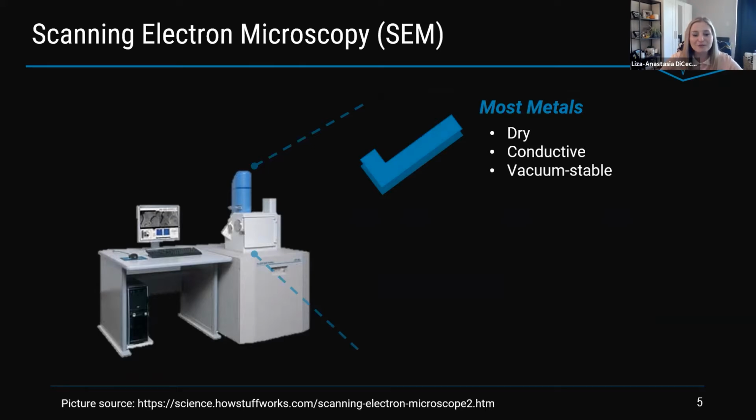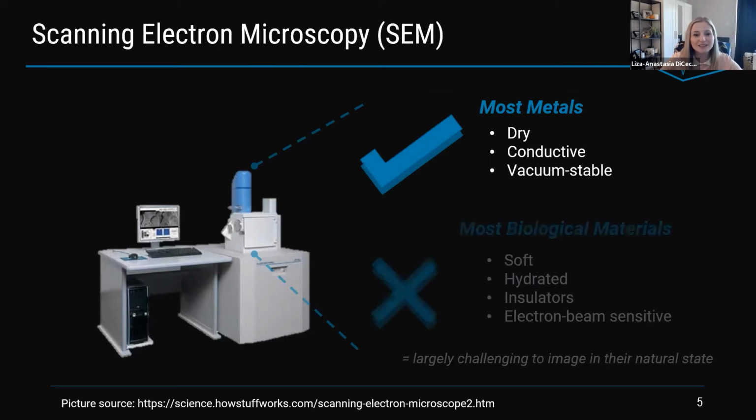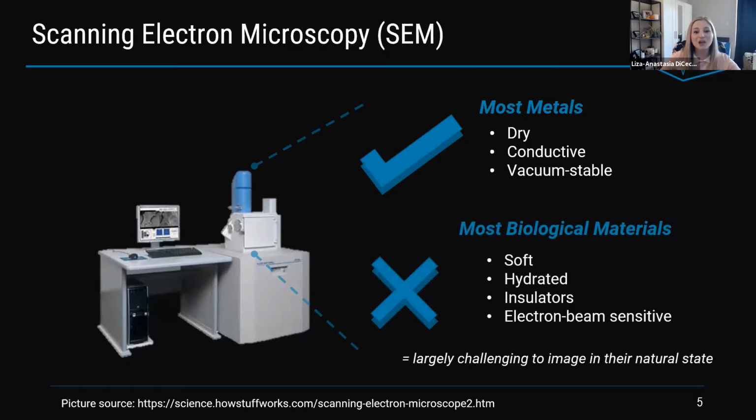But now that I've been working with biological samples in their natural state, these are soft, hydrated materials that act as insulators, and they tend to be electron beam sensitive. So largely they are challenging to image in their natural state. If I were to just put a biological sample in the microscope, like I used to do with my metals, you'd have charging effects, degradation, vaporization, shrinkage, likely contamination in the system.